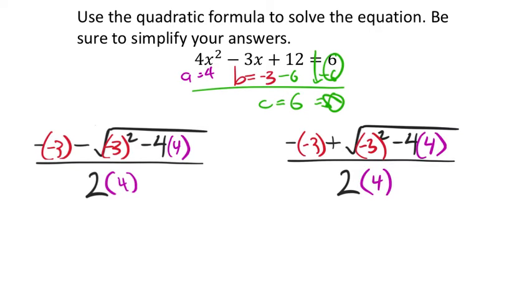Okay, so 4 times A times C. Now it's 4 times 4 times 6. Well, as some of you found out, when you type this into the calculator, you get a domain error. So when you put in the calculator, either one of these, you're going to get a domain error.